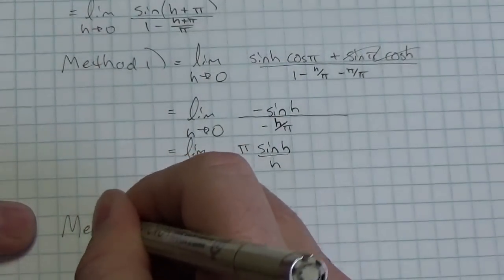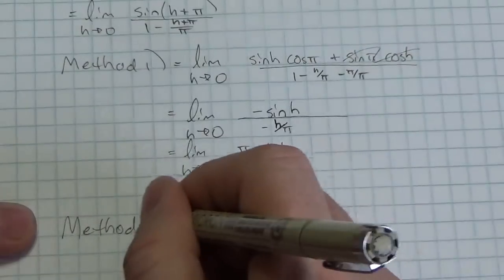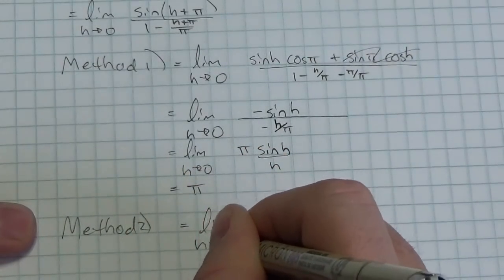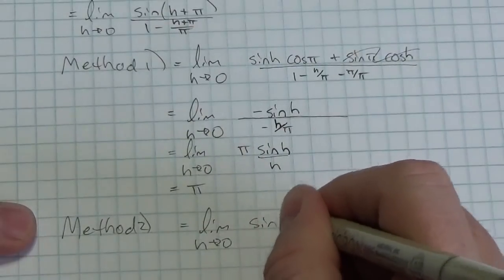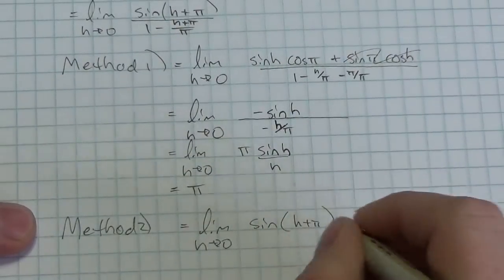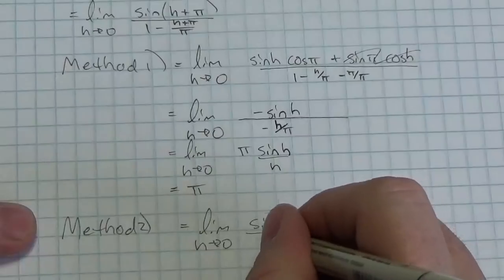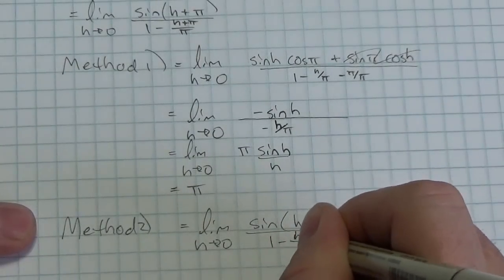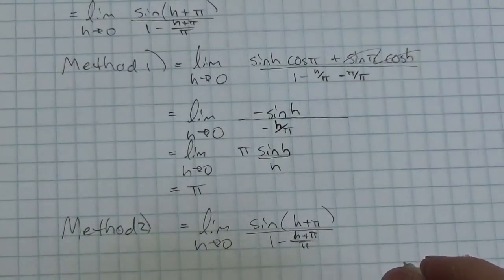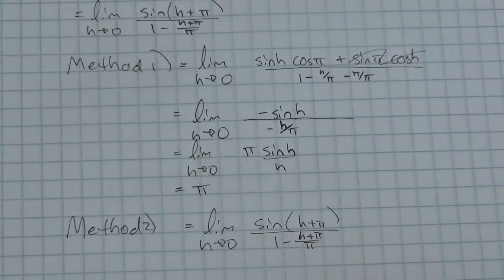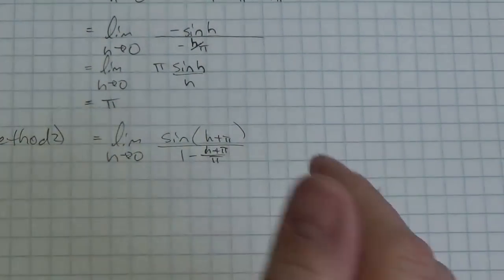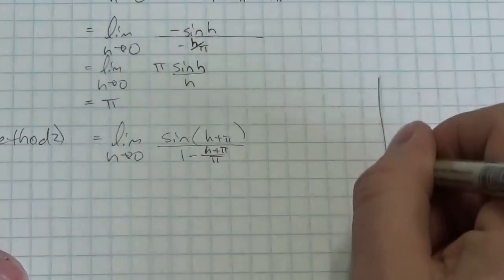Now, let me show you another method. Oops, method 2 here. And I will go back and rewrite the expression where I'm starting from. Sine of h plus pi over, I'll just leave it like this, h plus pi over pi. We'll go right back to that. Okay, there is another identity that we can use instead of the sum and difference identities. And watch what happens here.